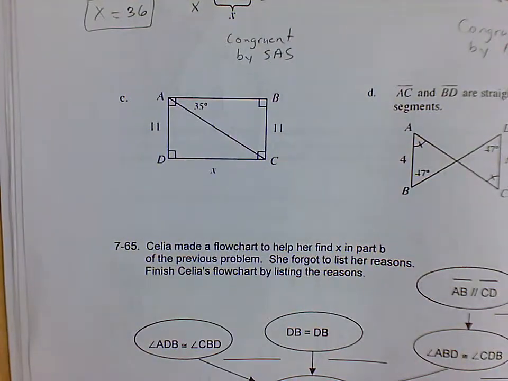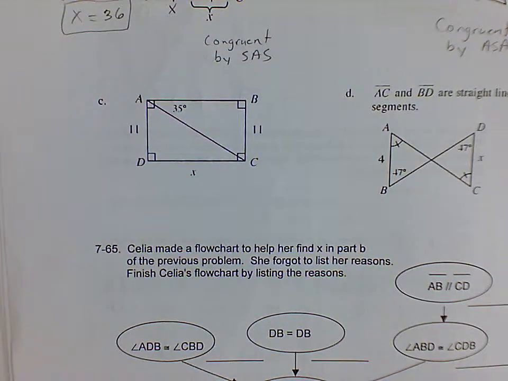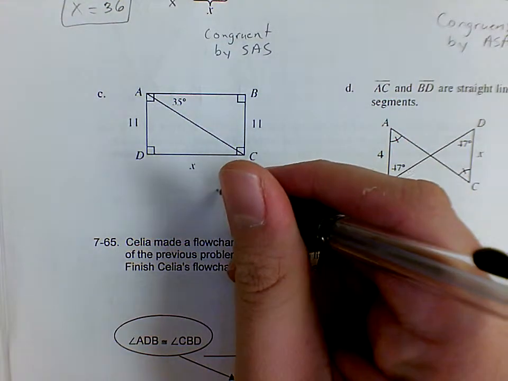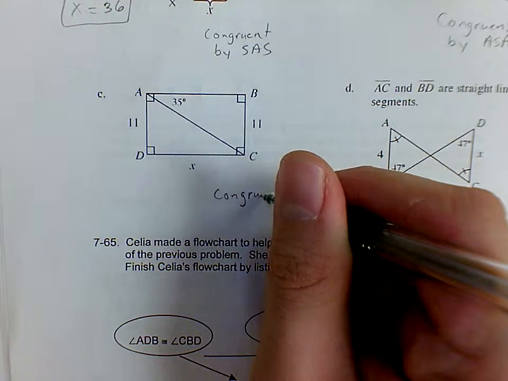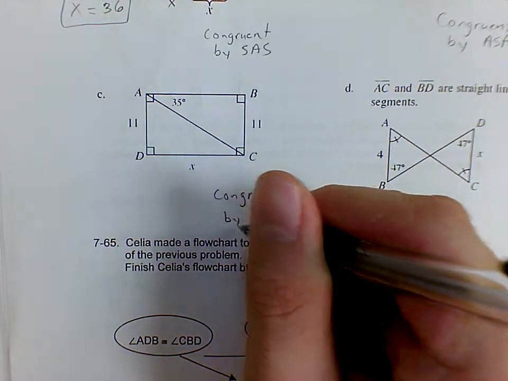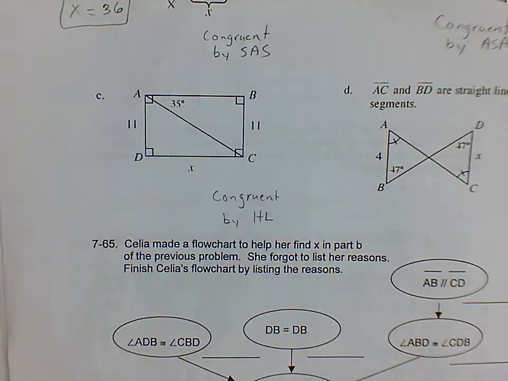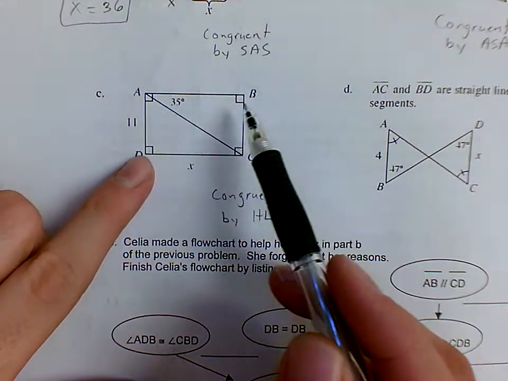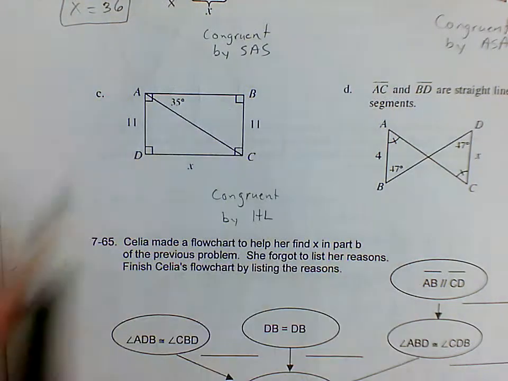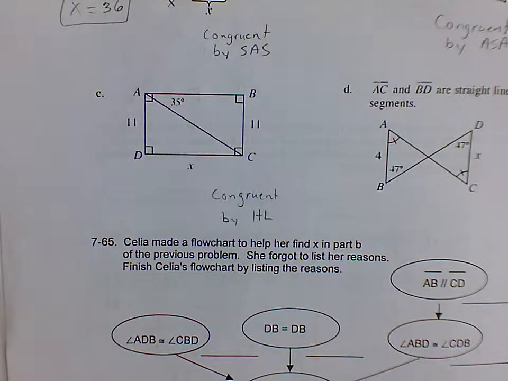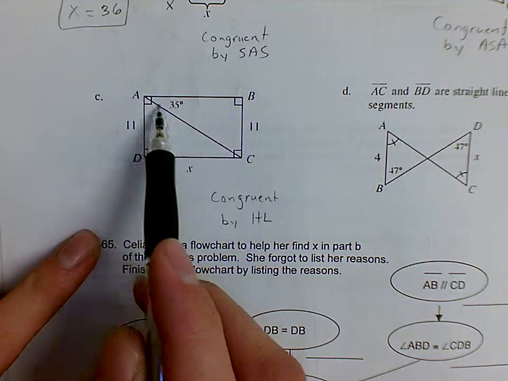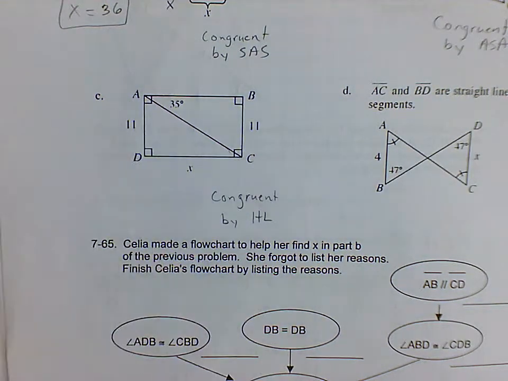All right, question C. I'm not going to ask a question on this one, but how is this one congruent? And actually the easiest way to do it is congruent by HL. We haven't used HL a lot, so I'm just going to point it out. So first thing we need is right triangles. We do have right angles, so we've got right triangles. The next thing we need is the hypotenuses to be congruent. Well, this hypotenuse is congruent to that hypotenuse because it's reflexive.